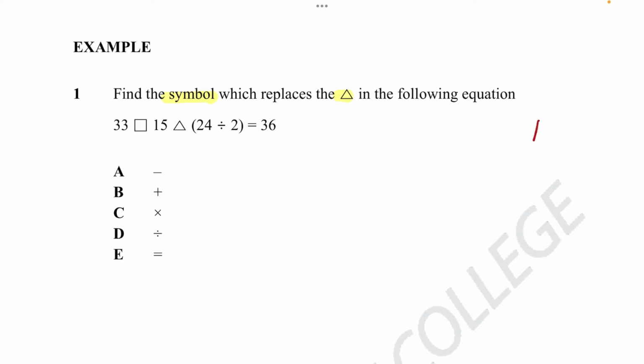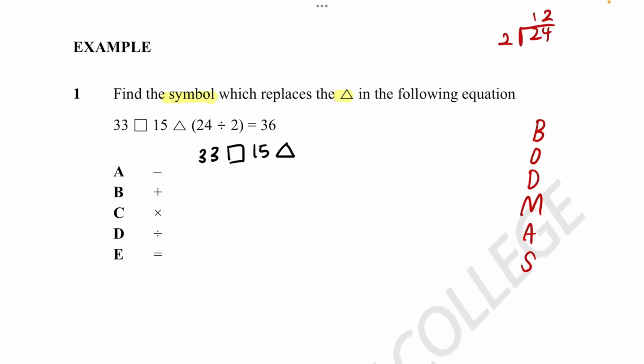BODMAS, so we know it's BODMAS. Now we have it on the side, we can start. So once again, we know that brackets are first. So we need to do what's in the brackets first, no matter what these symbols represent. So firstly, we can go 33, square, 15, triangle, and we do 24 divided by 2. We can quickly do the division at the top here. It will be 2 divided by 2, which is 1, and 2 divided by 4 is 2.